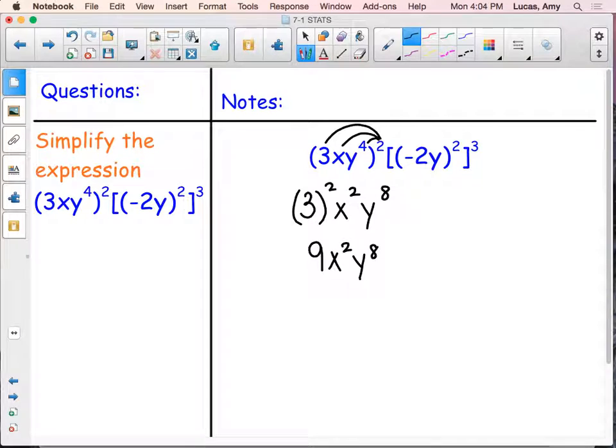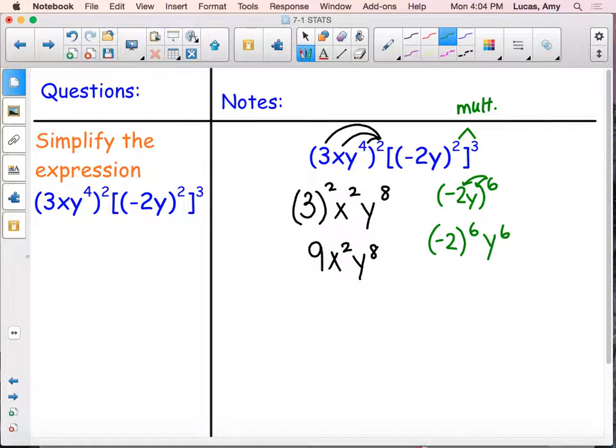Then I'm going to switch colors for you, and I'm going to remind you that in these parentheses it's negative 2y, so the 2 and 3 can be multiplied together to give us an exponent of 6 to distribute. So now I distribute the 6, so I get negative 2 to the 6th, y to the 6th. When you're simplifying this one, it's important that you have parentheses around that negative 2, because an even exponent will give us a positive result. So that is positive 64, y to the 6th.